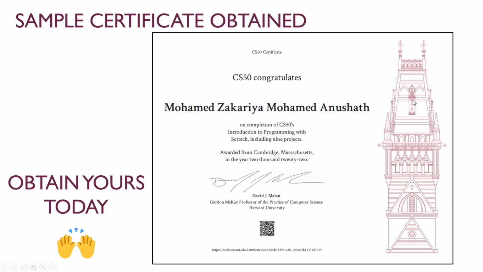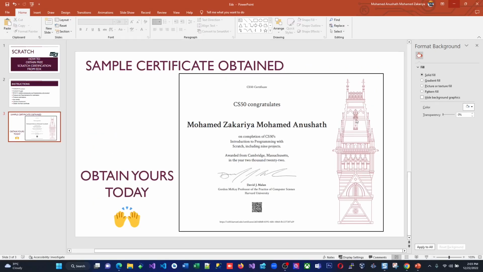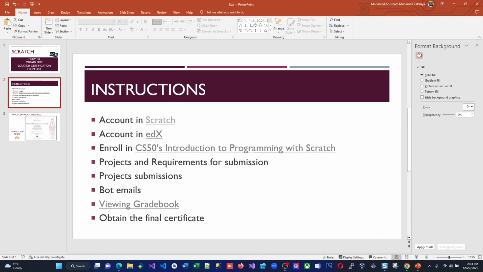So this is what you get after you complete all the 9 projects and they are verified by the bots. You will get your name, and then the CS50 certificate congratulating so-and-so, with the details and everything. So it's very clear that we completed the steps here and creating a Scratch account. Finally, I'm giving you the final revision of that.